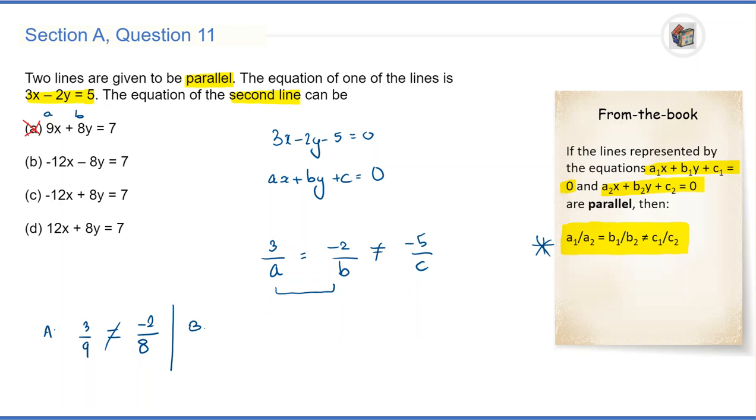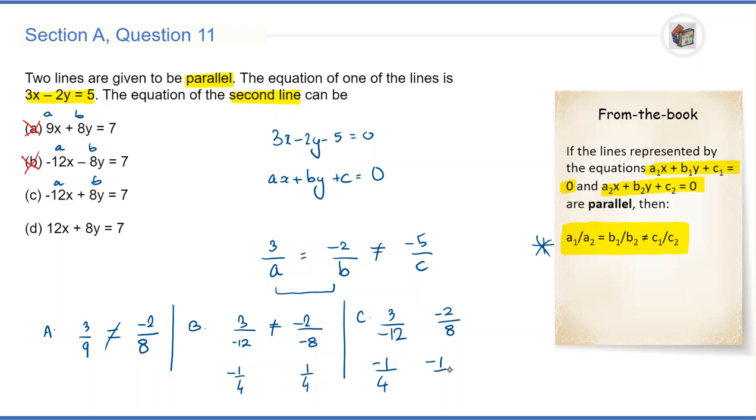If I tried the same with choice B, then A is minus 12, B is minus 8. So this is going to be 3 upon minus 12 and minus 2 upon minus 8. Now if I check, this is minus 1 by 4, but this is plus 1 by 4. Be very careful of your signs. So this is also not equal, because of which I can reject choice B as well. Now moving on, choice C, my A is minus 12, B is plus 8. So same thing again, you are just going to put in the values of A and B. This is going to be minus 1 by 4 at both places.